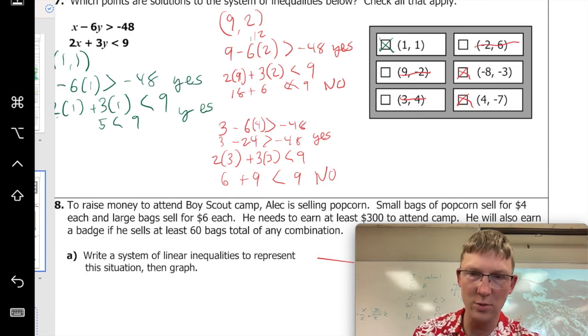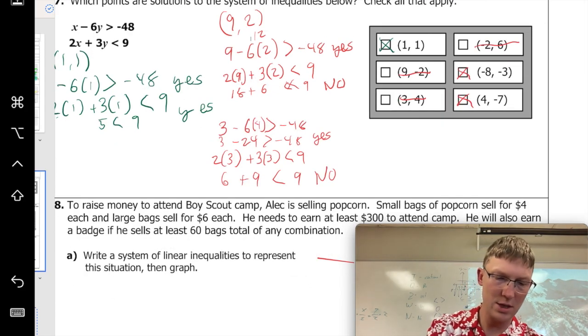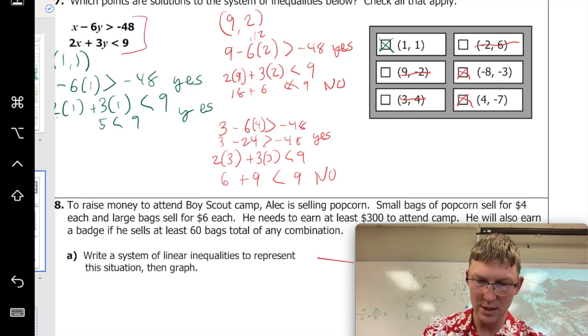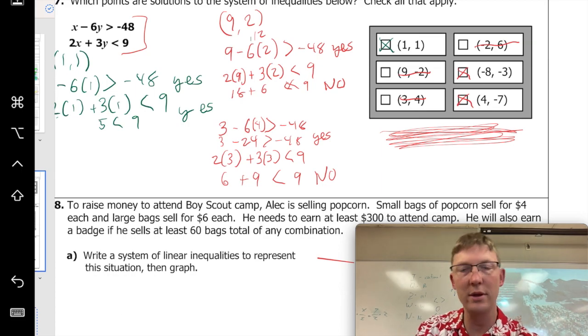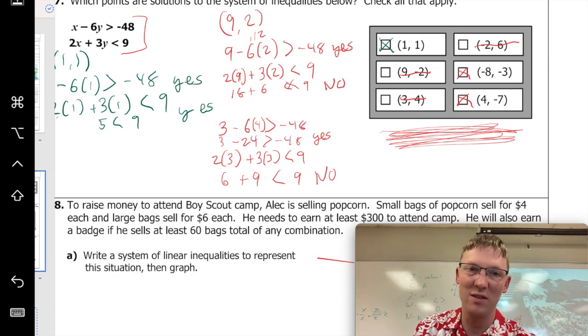Okay, so after you plug every single point into these two equations, this is what you get left over. So you've got 3 ones that work, 3 that don't. That's all that one is.